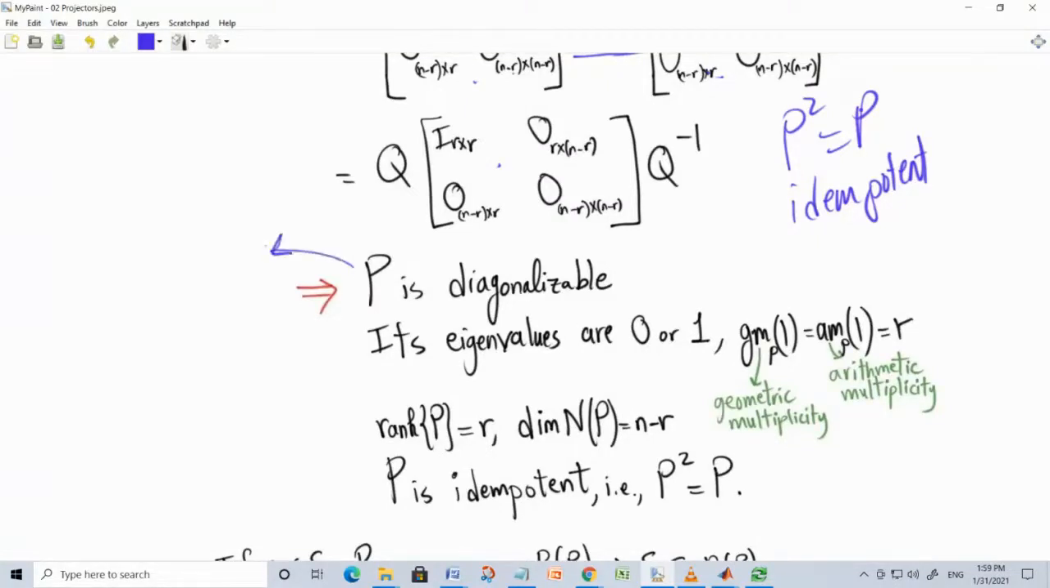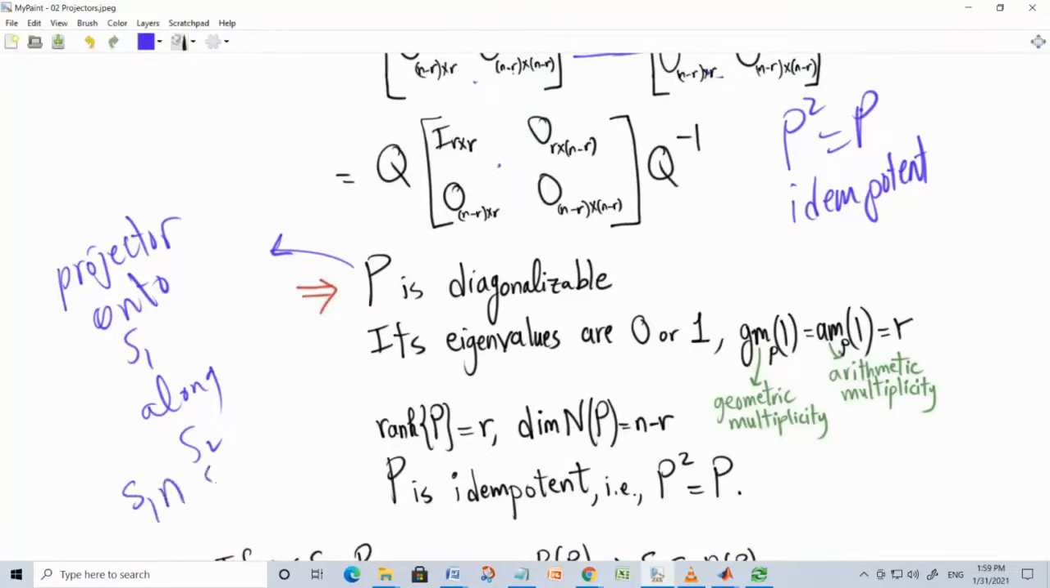So B, again, what is B? Projector or projection matrix onto S1 along S2. S1 and S2 are not arbitrary subspaces. They need to satisfy that S1 intersection S2 is the all zero vector, and that any vector in the n-dimensional space can be written as a vector from S1 plus a vector in S2.